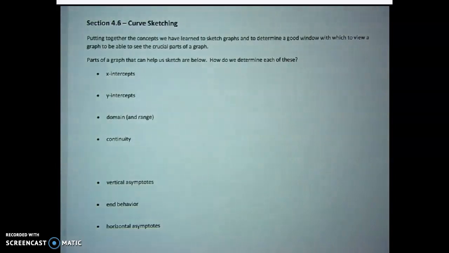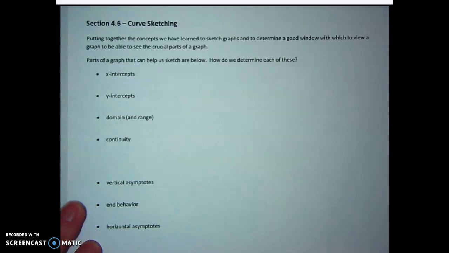Let's get started. So first of all, for each of these, I would challenge you to pause the video before I start writing down, and you write down how you think you would find each of these things. So if we start with x-intercepts, how do you find your x-intercepts?